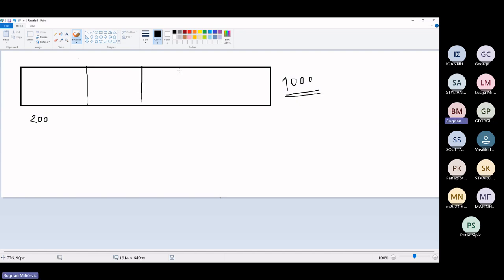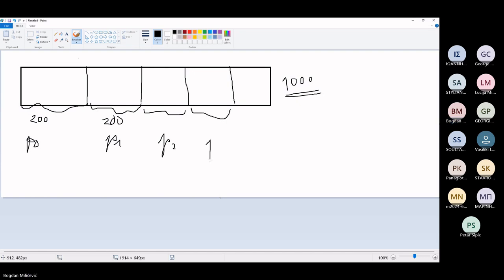Just let me 1, 2. It doesn't seem equal in my image, but I think you will get the gist. So the 0th process is doing 200, first process is doing 200, second process is doing 200, third and fourth. So everybody is doing the same amount.